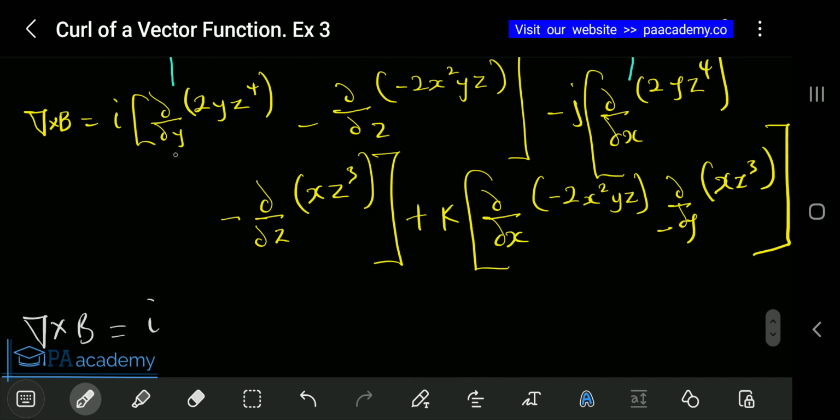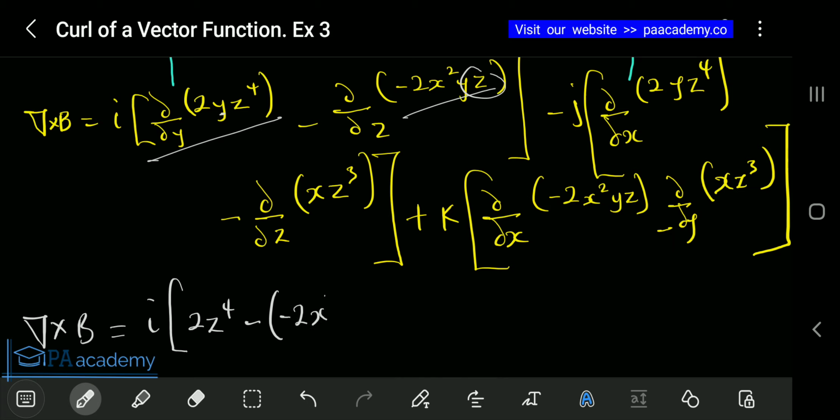All right, so now let's do this. If you differentiate that with respect to y, this is the only y we are having there. So that will just give us 2z raised to the power 4 minus, and if you differentiate this with respect to z, this is the only z we are having, and that will give us 1. So every other thing will remain. So that will be minus 2x squared y. And that is it for i.